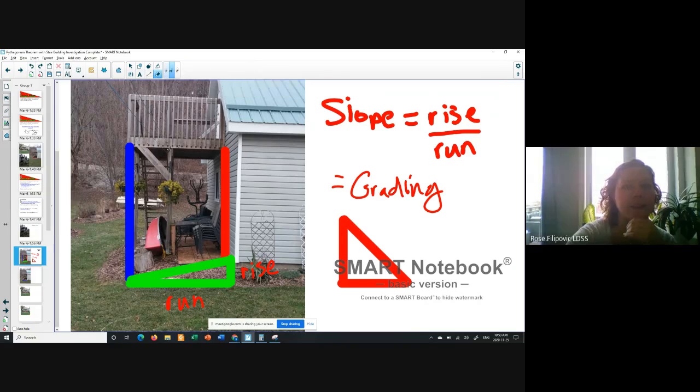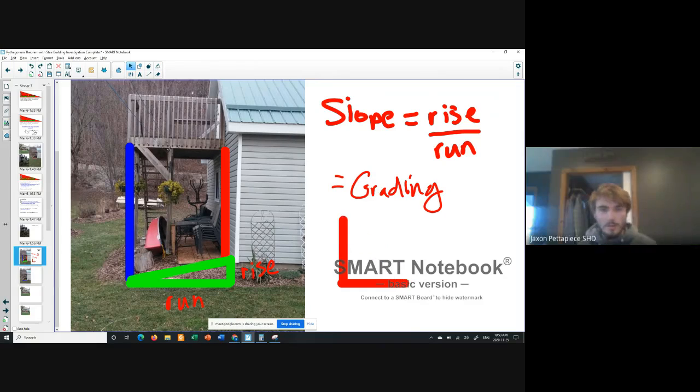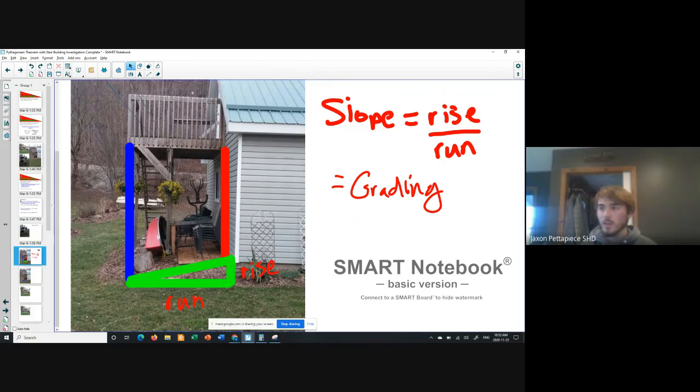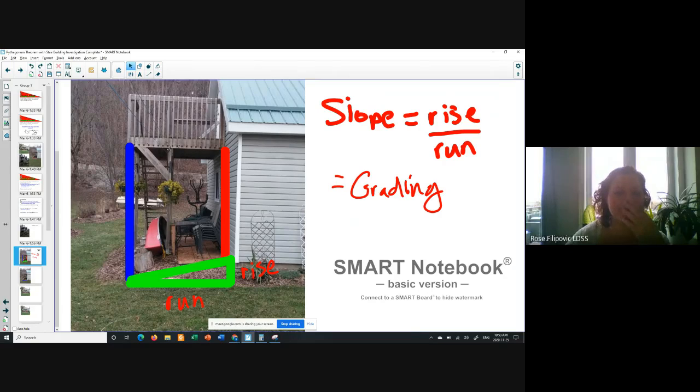Where's my? There we go. It's been a while since I've used Smart Notebook, so it's not going to like me doing that. Select and delete. Oh, smart boards are almost gone. Well, I like the whiteboard aspect of it, so we're still using that. Oh yeah, I just think they need to update them.